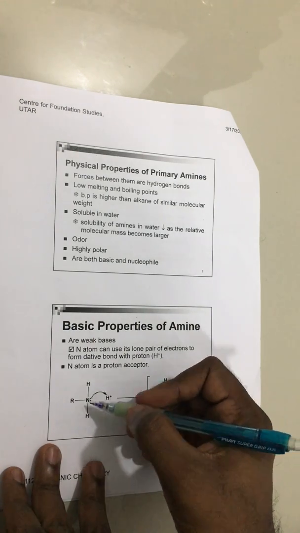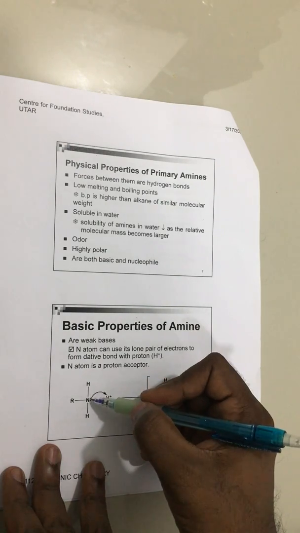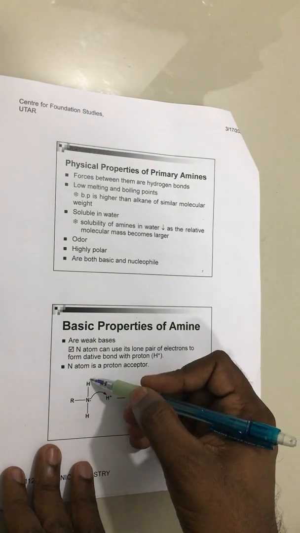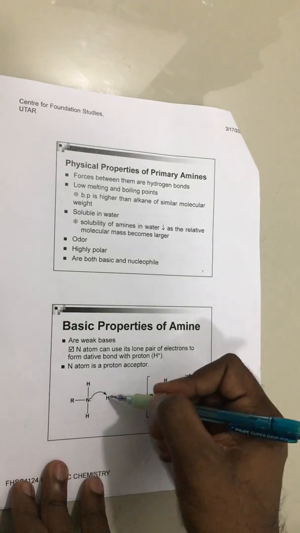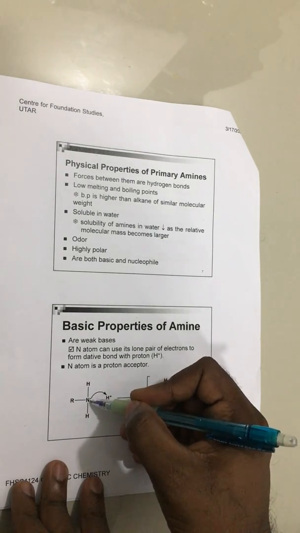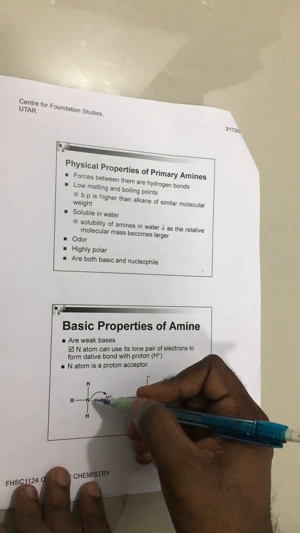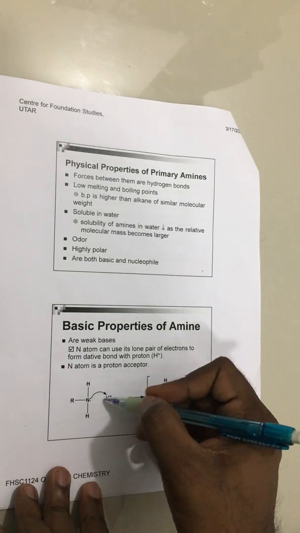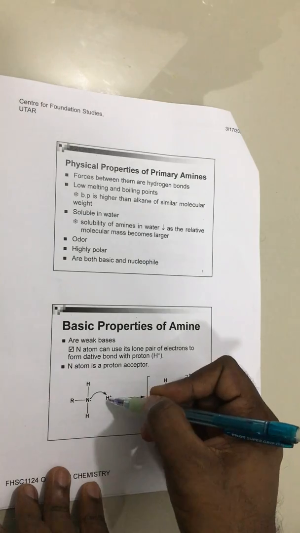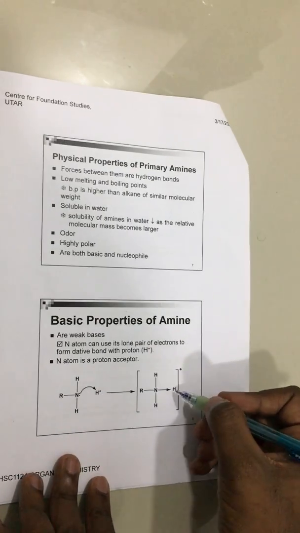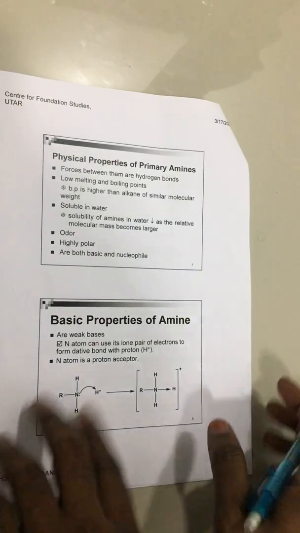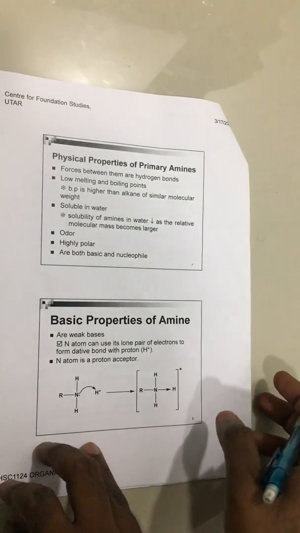Normally, to form a covalent bond, one electron is contributed from one atom and another from the other atom, like a sharing. But for dative bonding, both electrons, which are one lone pair, are used up for the bond formation. That's why you see here the molecule now has a dative bond. So that is regarding the basic properties of amine.